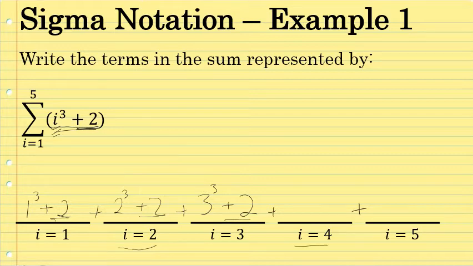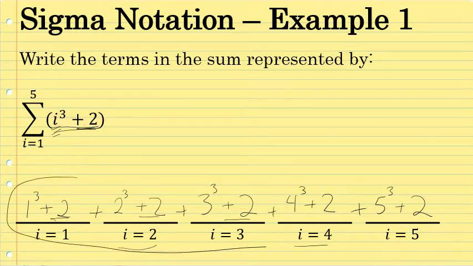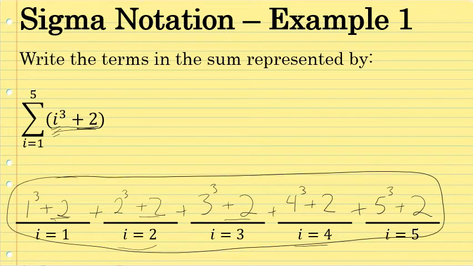When i is 4, 4 to the third plus 2. And in the final term, when i is equal to 5, we'll be looking at 5 to the third plus 2. The sum, as i goes from 1 to 5 of i to the third plus 2, really means this list of terms that I have circled on the screen.